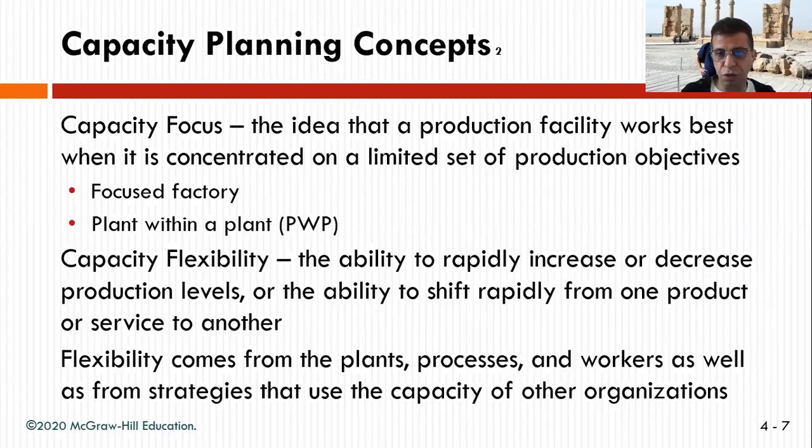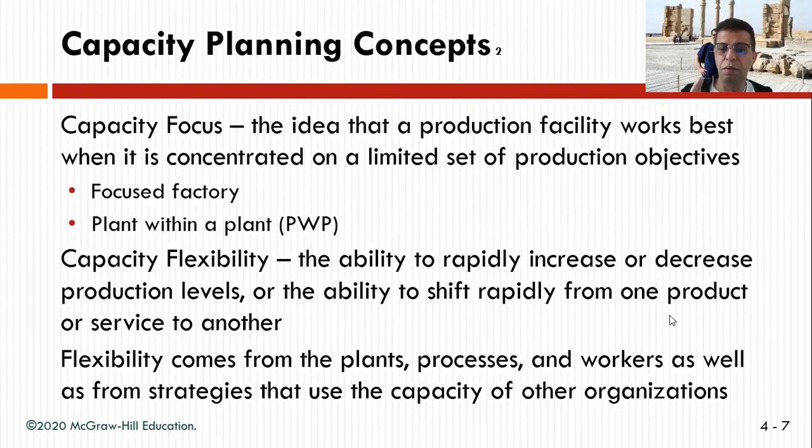Or if you have a factory, a whole plant, you divide it into 6 or 4 parts, and each one works independently, producing different products. That's also called focused capacity.